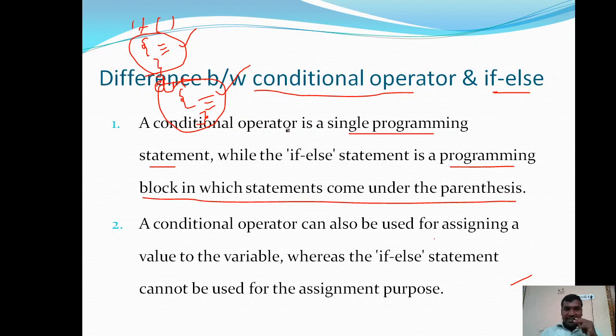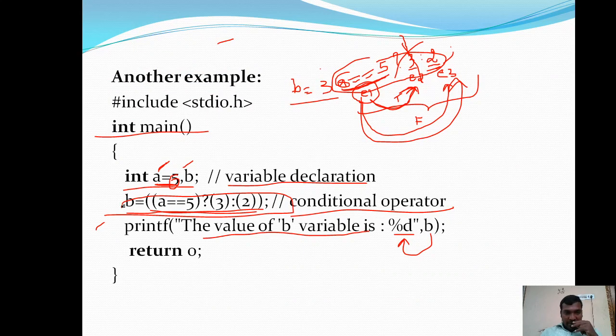Coming to the conditional operator, we are writing it in a single line of code, right? And a conditional operator can also be used for assigning a value to a variable, whereas the if else statement cannot be used for assigning purposes. So in this program I am assigning some value to variable B. This cannot happen with the help of an if else statement. Okay.